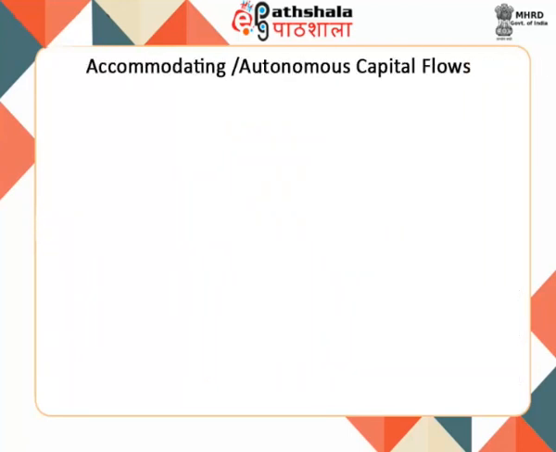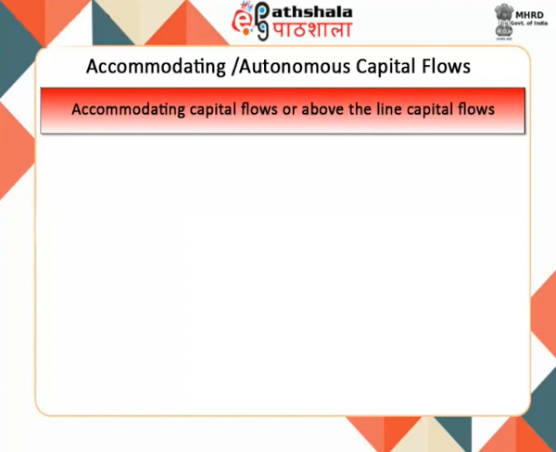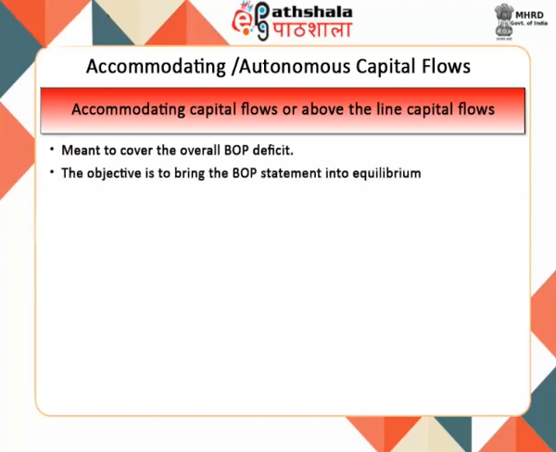Based on the flows that we have covered so far, capital account flows can be of two types: accommodating capital flows and autonomous capital flows. Accommodating capital flows, or above the line capital flows, is the inflow of capital meant to cover the overall BOP deficit. The objective of such flows is to bring the BOP statement into equilibrium. It usually includes drawings from IMF.